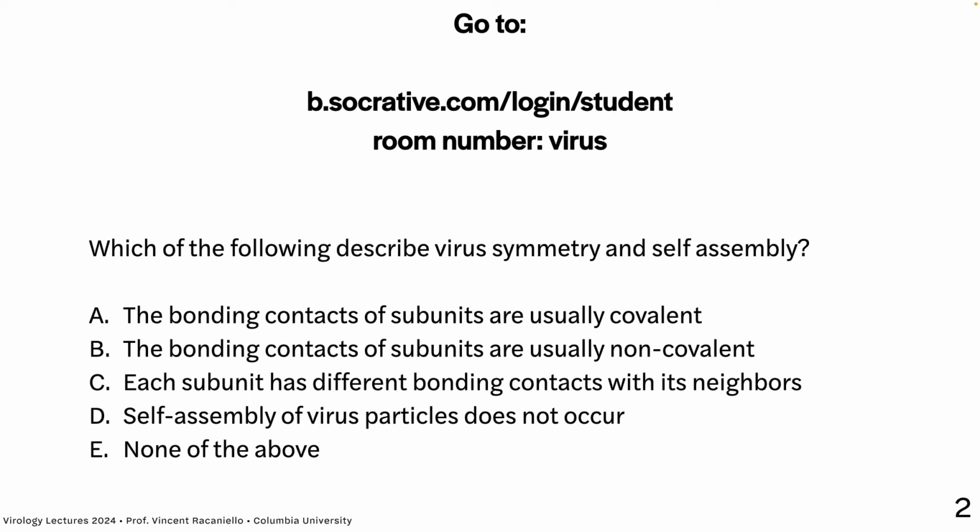All right, we have to do another quiz here. Number 2. Which of the following describes virus symmetry and self-assembly? The bonding contacts of subunits are usually covalent. The bonding contacts of subunits are usually non-covalent. Each subunit has different bonding contacts with its neighbors. Self-assembly of virus particles does not occur. None of the above. So which describes virus symmetry and self-assembly?